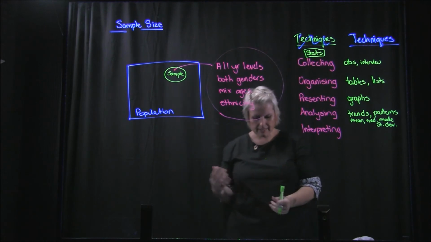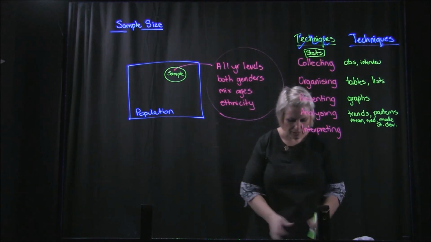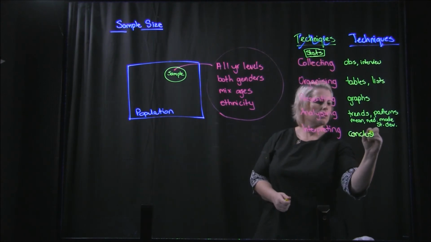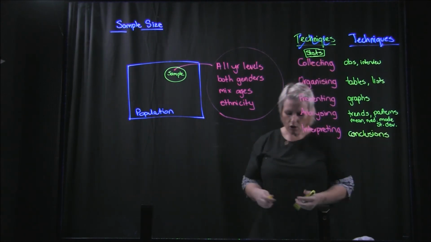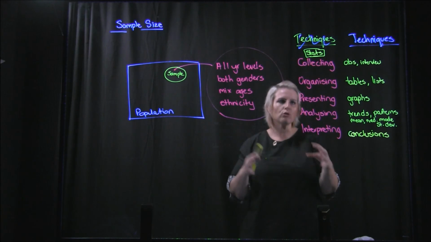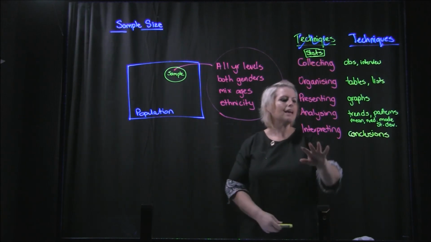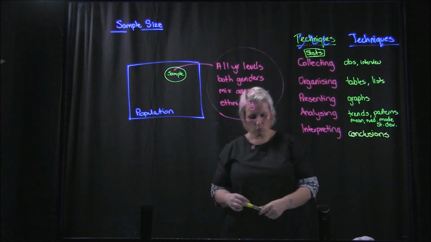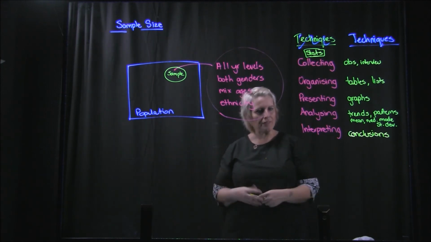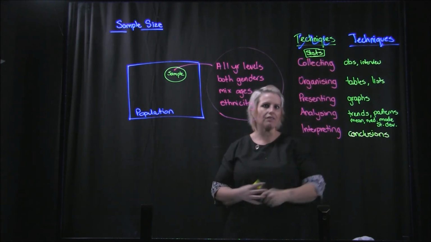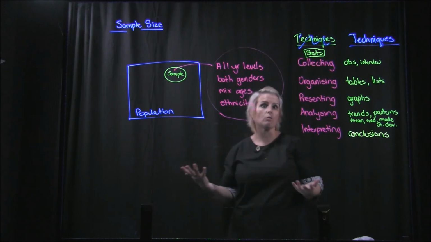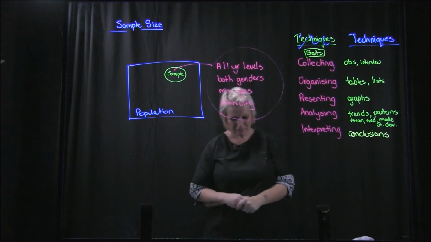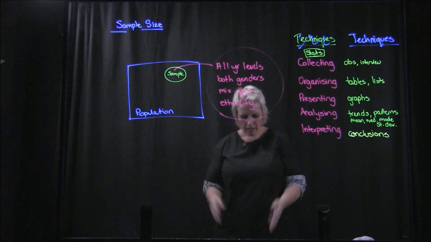Last of all is the interpretation. That's drawing it all together, and this is making conclusions. Analysing is where we pull it apart to understand what it means. Interpreting is where we decide what it means. And then that whole thing together, we can present as a report, which is what your first assignment is going to be.